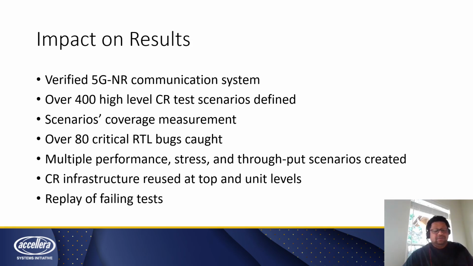And one of the advantages we had was that the constraint random infrastructure could be completely reused at top level and all the unit levels. Another advantage was that we could replay a failing test at one level and take it to another level. For example, if a test fails at top level, we could rerun the same exact scenario at a unit level to see what exactly was the difference in the functionality by comparing the waveforms or seeing what was different in the functionality.